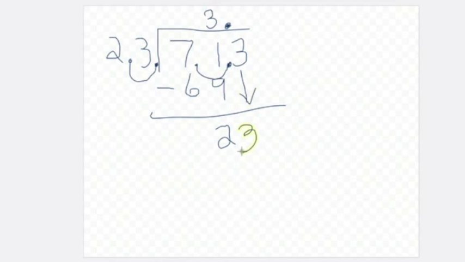And 23 goes into 23 once. 1 times 23 is 23. Then we subtract. 23 minus 23 is 0, and then we are done. Our final answer is 3.1.